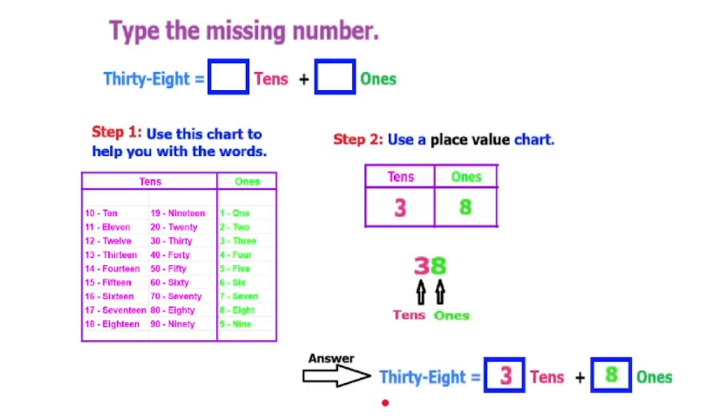So the answer to 38 equals 3 tens plus 8 ones. So 3 tens for 30 and 8 ones for 8. And that's it. And you could keep practicing this and it'll become more clear.